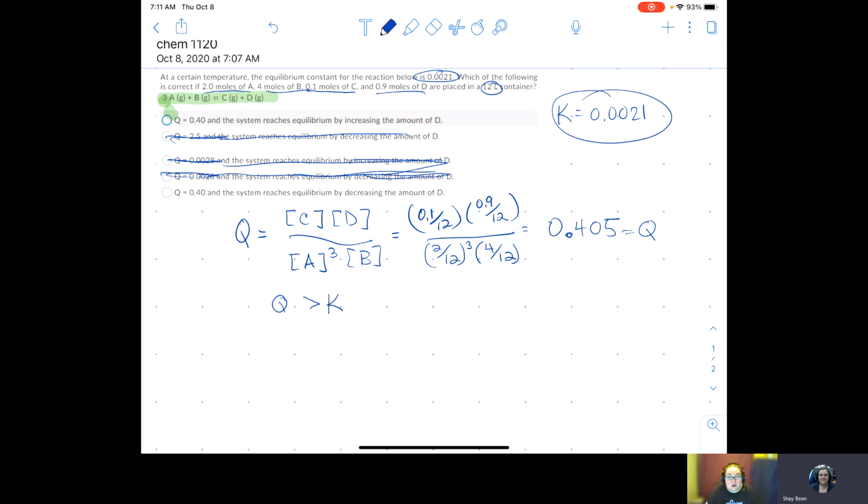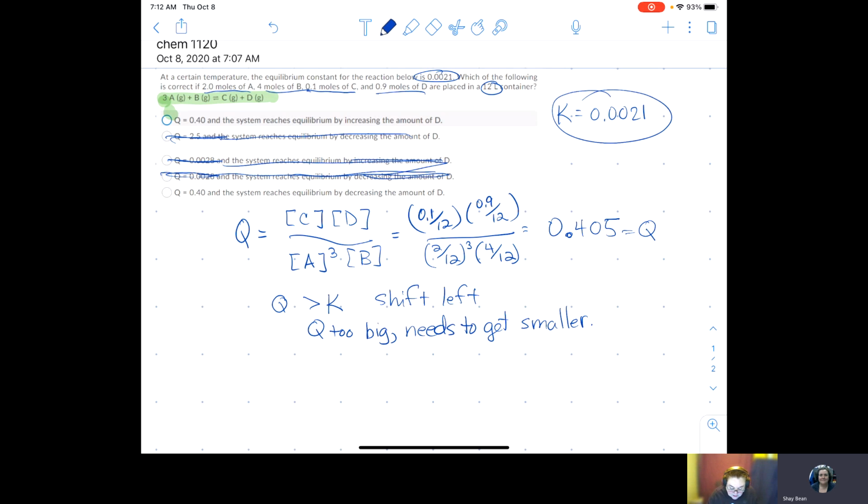If Q is too big, Q needs to get smaller to reach the same numerical value as K. And think of how a reaction shifts such that the numerical value gets smaller. Since it's products over reactants, it's going to shift back and produce more reactants. So it's going to shift to the left. All right, Q is bigger than K, Q is too big, and it needs to get smaller. And since Q and K are products over reactants, that means it's going to shift to the left.